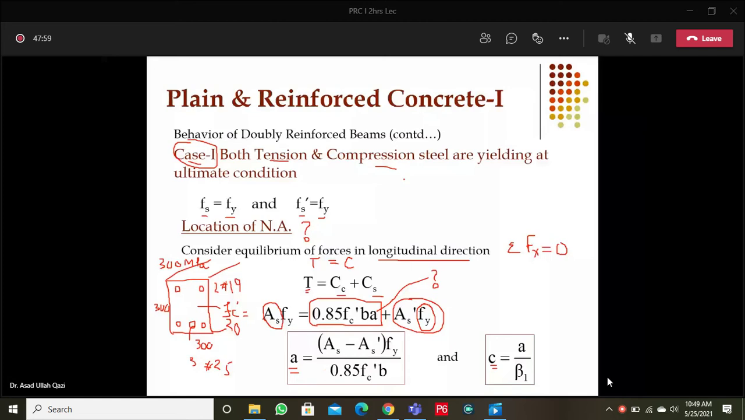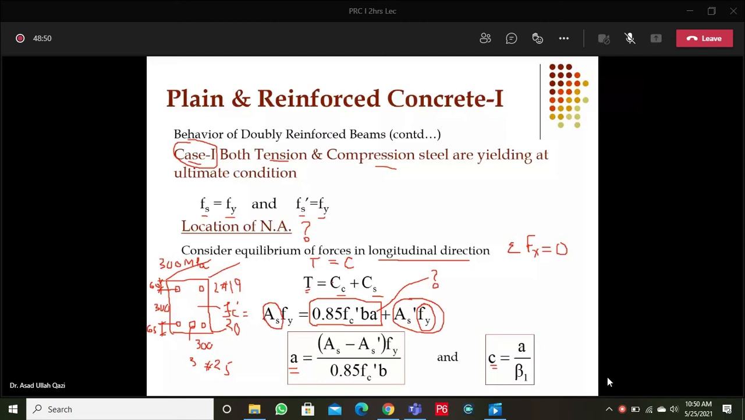Even if I further tell you that this depth is 60 millimeter and this is 65, so I am also telling you the distances of the center of steel from the edge of the beam. So tension steel is at distance 65, one layer, and compression steel is at d prime equal to 60 from the top compression face. So let me check what this beam is, case 1 or case 2. That will help us to understand the application of these equations.